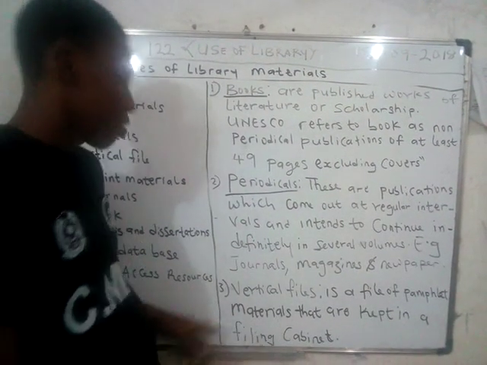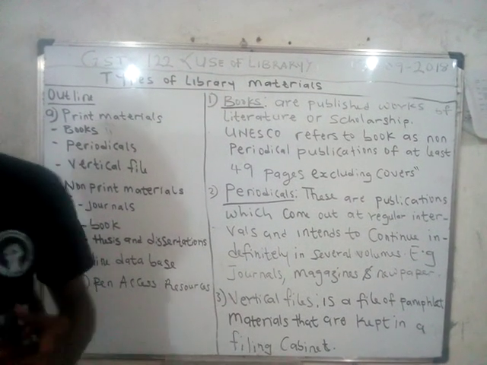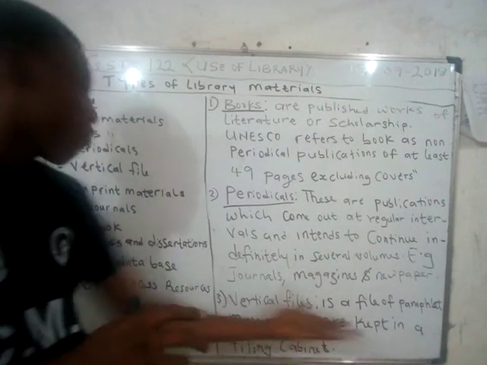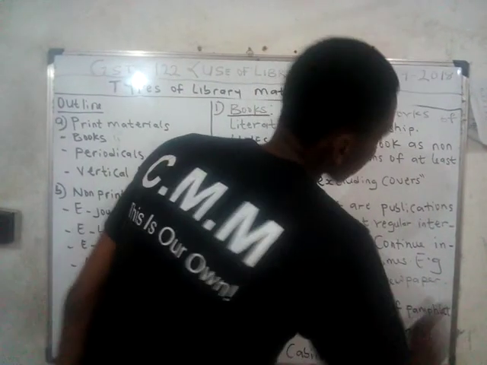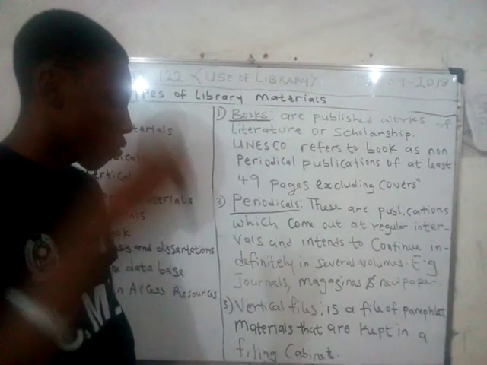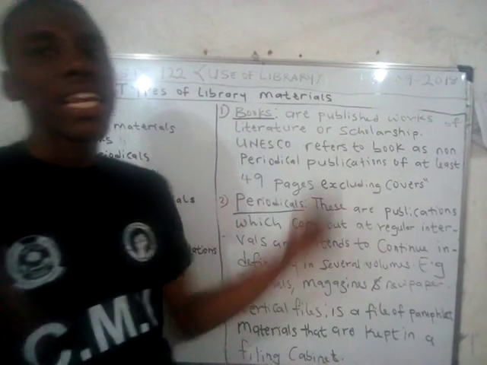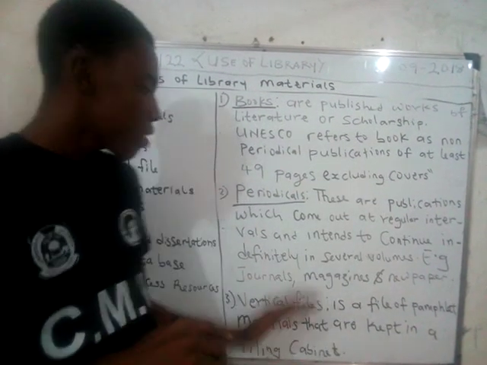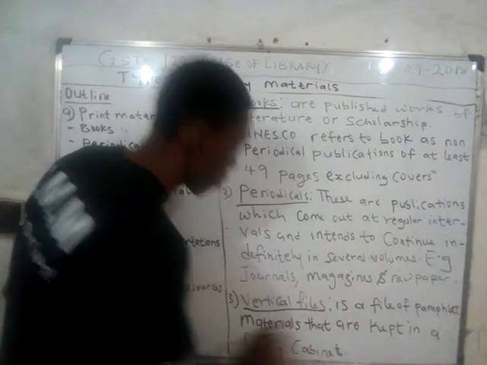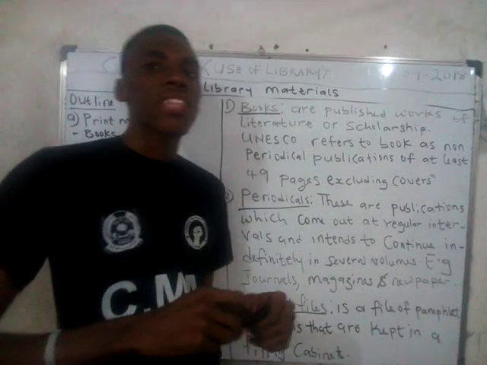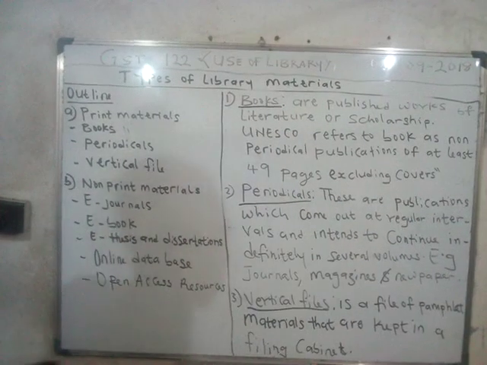Now, the third type of print material is the vertical file. This is just a file of pamphlet material. And remember, a pamphlet is a piece of paper containing a piece or pieces of information. These pieces of information are kept in a filing cabinet, and that is what a vertical file is. So now, secondly, we are going to be looking at non-print materials. Okay, now let's go.